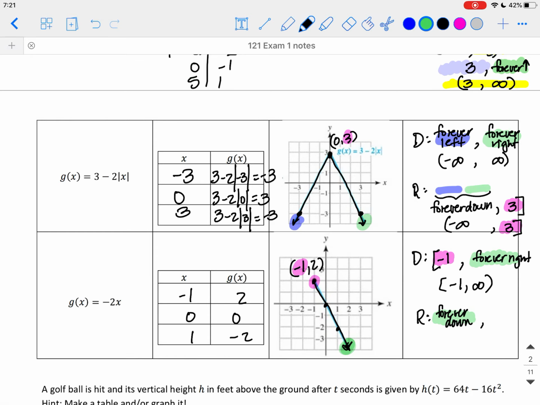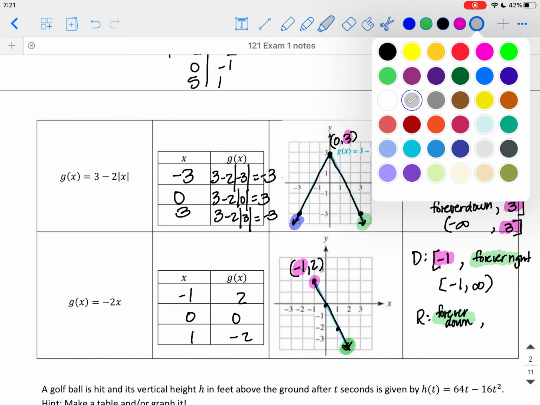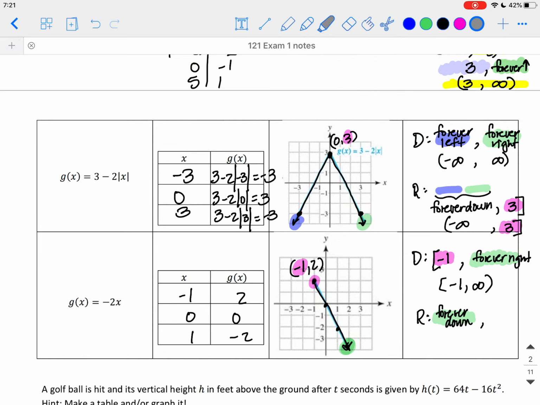And the highest y value is this y value right there. And that one is 2, and it is included. So forever down is going to be negative infinity, always with a parenthesis, and our highest y value is 2 with a bracket.